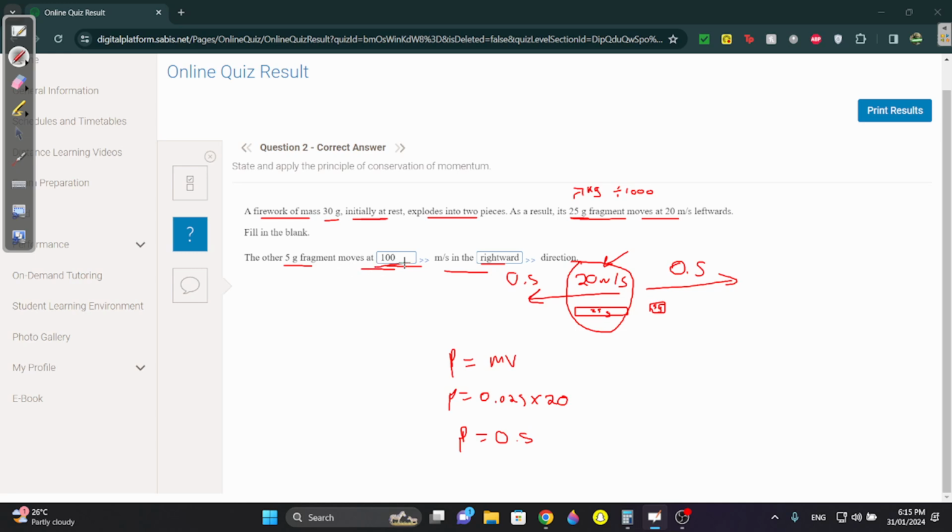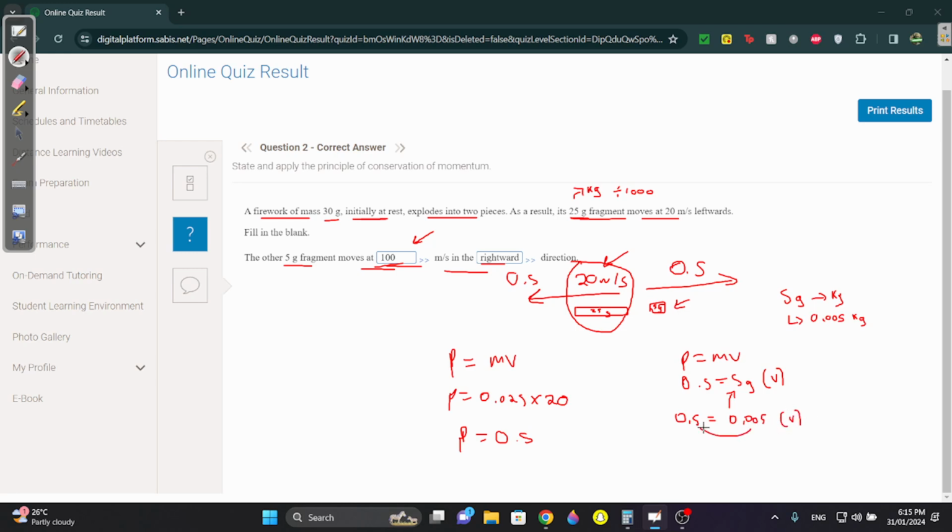But are they asking about the momentum? Obviously, they're not. They want the velocity. Now we know P equals mv. The momentum we said is 0.5. The mass we have is 5 grams for the other piece. What will the velocity be? We don't know. Before solving, always convert this into kilograms. 5 grams to kilograms will be 0.005 kilograms. So 0.5, the momentum, equals the mass, which is 0.005, times V.